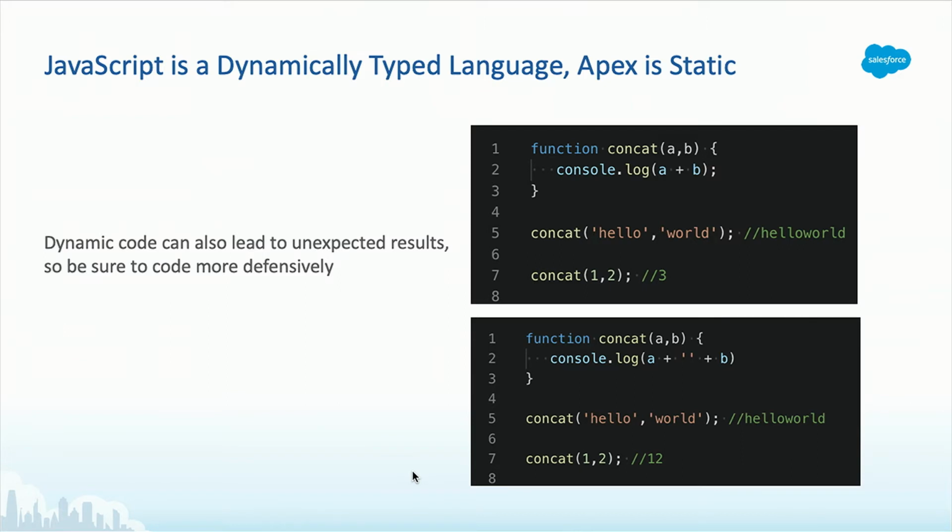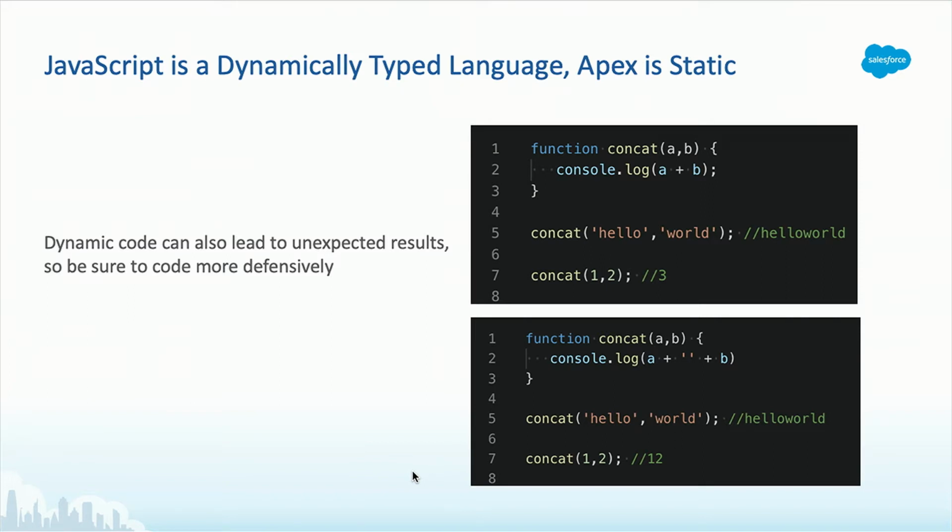Take this JavaScript function concat. Basically, the intent is I take two parameters, A and B. I'm going to concatenate them together and log them in the console. So if I pass it hello and world, it should output hello world. And then when I pass it 1 and 2 as integers, I expect it to output 12 because that would be the concatenation of the string 1 and the string 2.